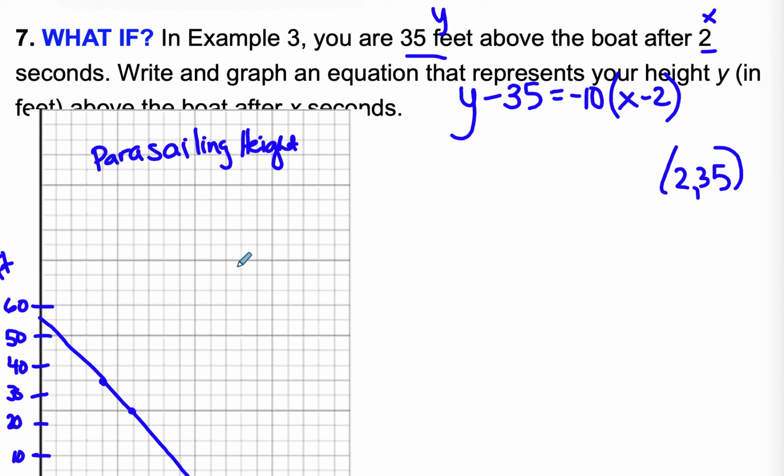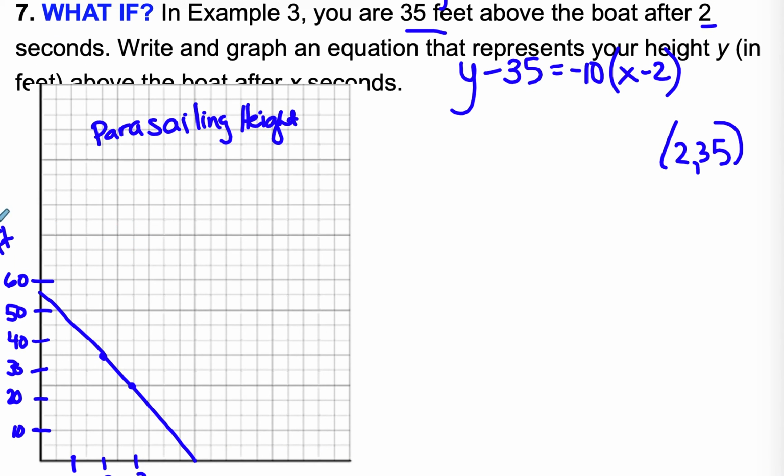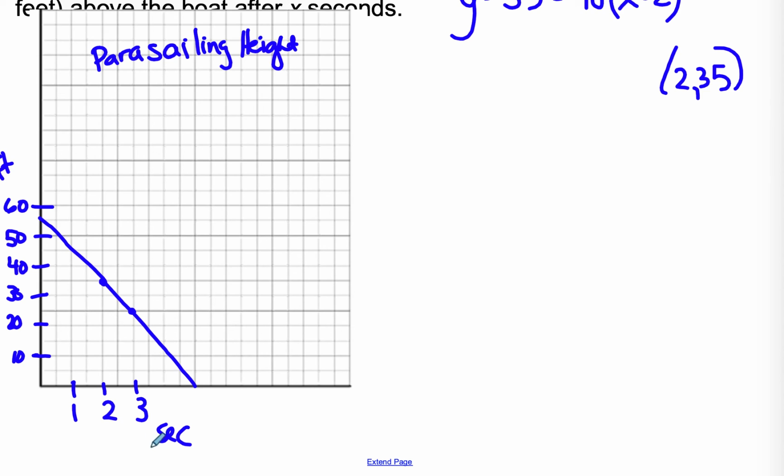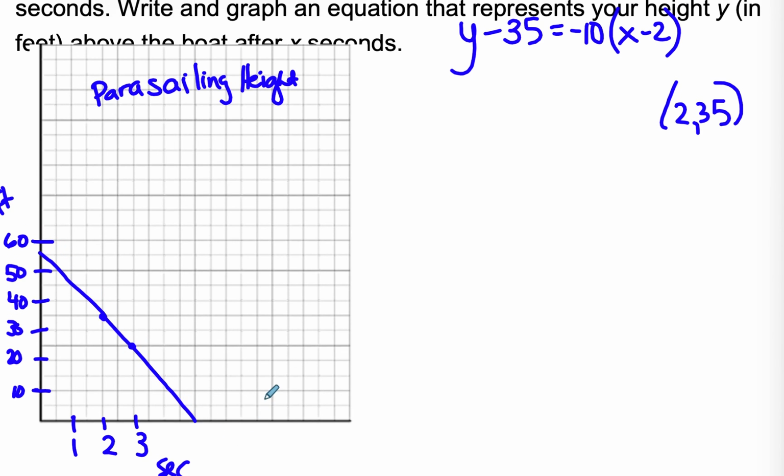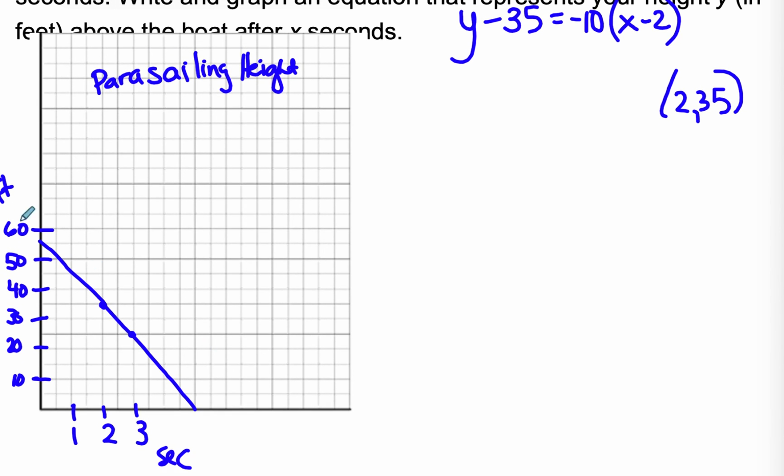Then my graph is going to look very similar to my last one. So label on the top, parasailing height. Label on my y-axis is feet. Label on my x-axis is seconds. I start with the point that I had, (2, 35), so over 2, up 35. And then I need to use my slope to get at least one more point. So down 10 over 1 would take me to (3, 25) as my second ordered pair. And then I can connect those just to make a line and extend it through the graph space.